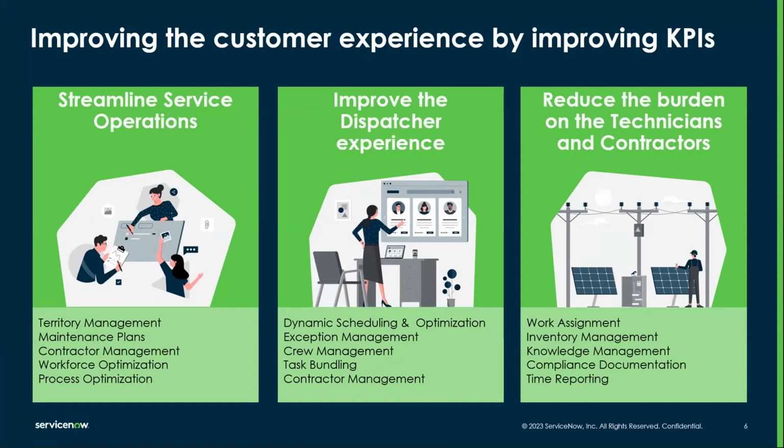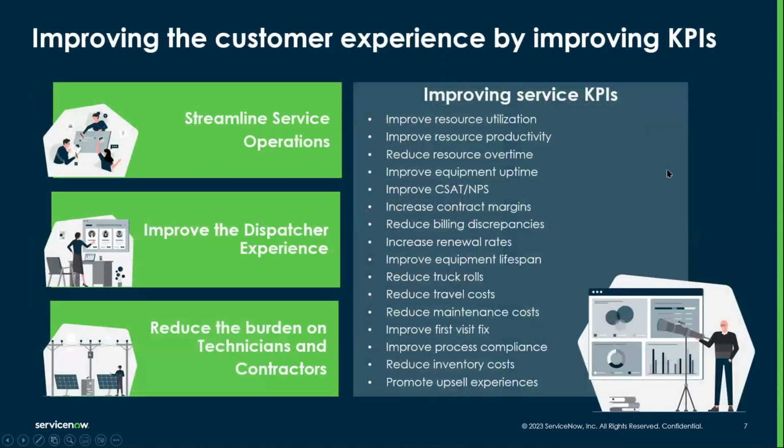These are just features, right? But by implementing those features, by having processes that are optimized for those features to meet a business need, in turn, we can start addressing an organization's KPIs, right? We can improve or reduce overtime needs, increase contract margins, reduce billing discrepancies, reduce travel costs and truck rolls, all the things that are critical in a field service organization. And by default, then we're improving customer satisfaction and net promoter scores as well.